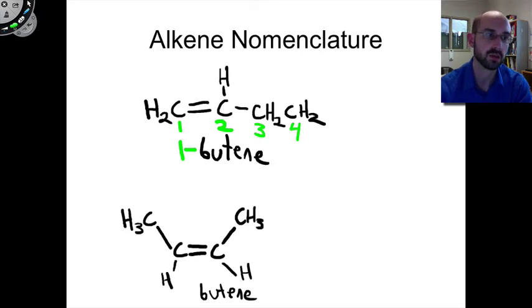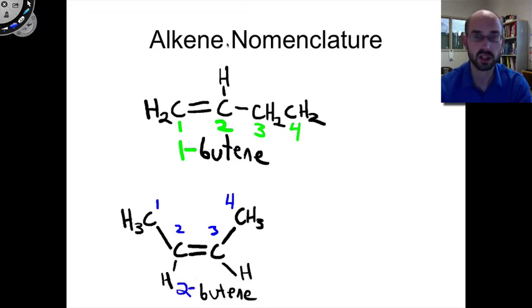The molecule on the bottom, well, we can number it from left to right, or we can number it from right to left. It doesn't matter because it's symmetrical. And in this case, the alkene connects carbon 2 and carbon 3. So as before, we just have to pick the lower number, and we can call this 2-butene.